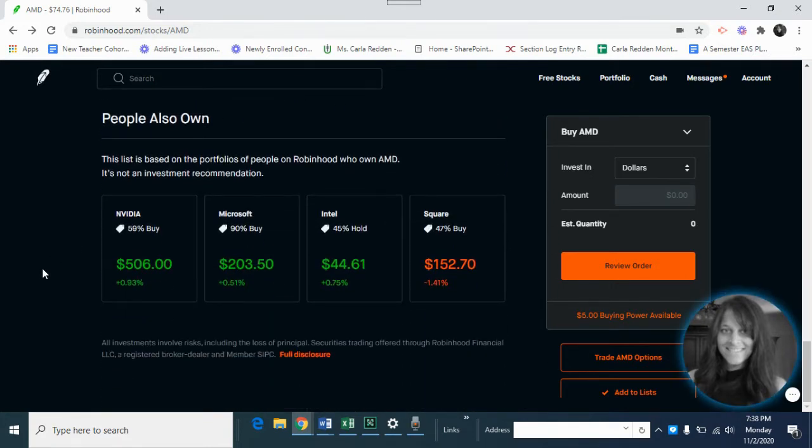So if you continue to go down, you'll also notice that it gives you another list of what people also own. If you're in AMD and you're looking for some similar stocks, then NVIDIA, Microsoft, Intel, Square, those are all very similar to AMD and are probably something to consider as well.